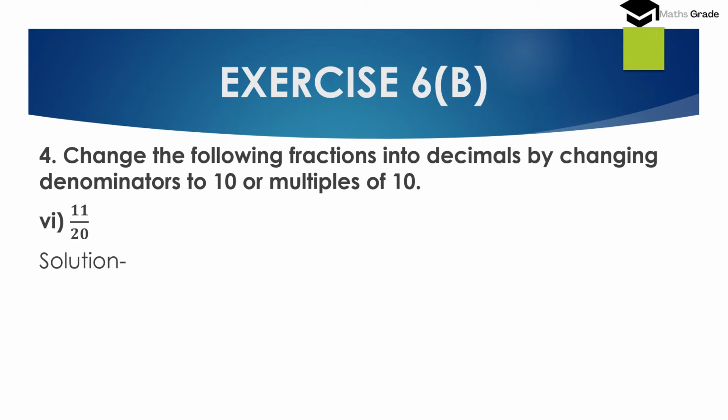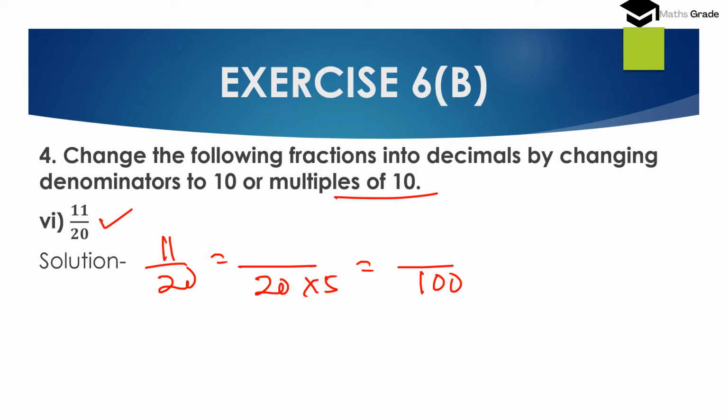Now sixth bit, 11 divided by 20. We have to convert this fraction 11 divided by 20 into decimal by changing the denominator to 10 or the multiples of 10. So in the numerator 11 and denominator 20. If we multiply 20 with 5, we will get 100, and 100 is the multiple of 10. Now we have to multiply the same number 5 with the numerator 11. Now 11 multiplied with 5 is 55. Now we will get 55 divided by 100.